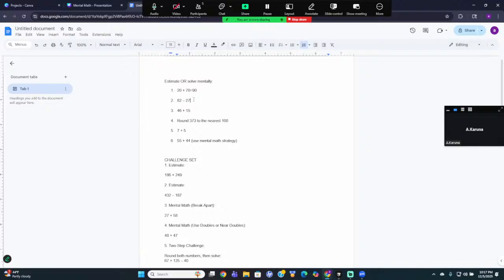So next one, let's estimate this one. What we do, we round 82. 82 rounded down becomes 80, and then we round 27 up. When you're estimating, you don't want the exact answer. You just want an answer that's close. So we have to round it. So 82 rounded is 80, and 27 rounded is 30, and 80 minus 30 is 50.